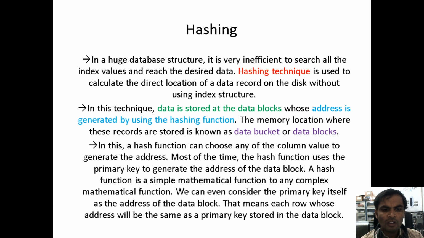Under the data blocks we can create n number of records. Under the records we can create the segments. In this, the hashing function can choose many of the column values to generate the address. Maybe you already learned hashing functions under data structures, with the help of mod function, division, cosine value. We can create n number of techniques under hashing techniques. Here we are not learning about the hashing techniques.